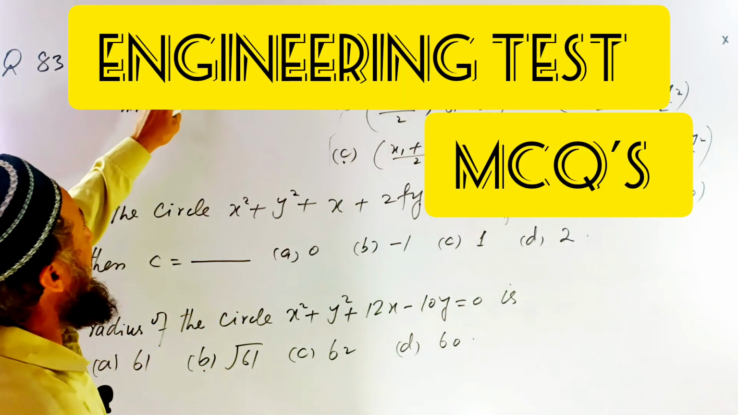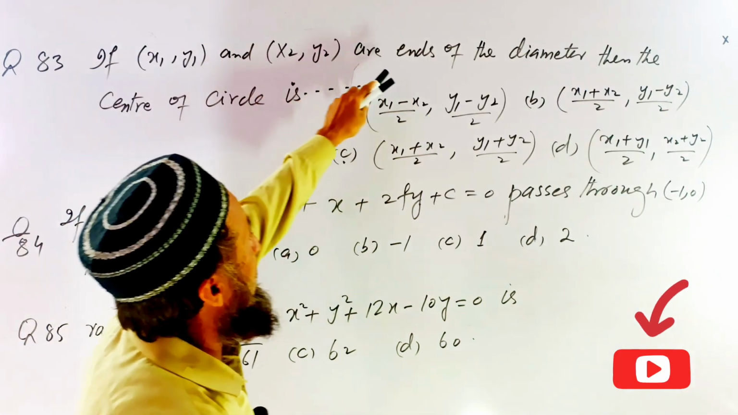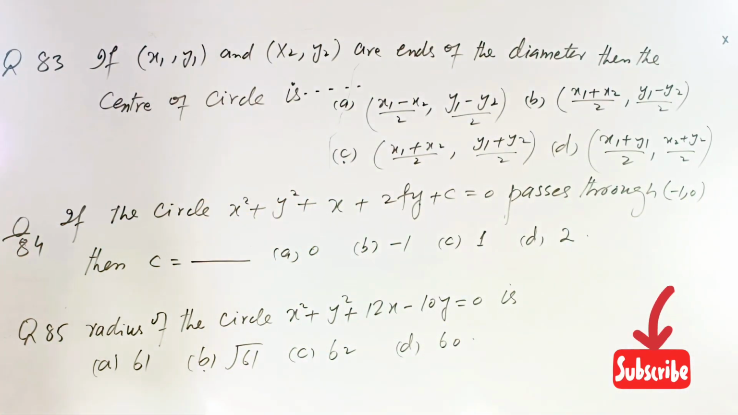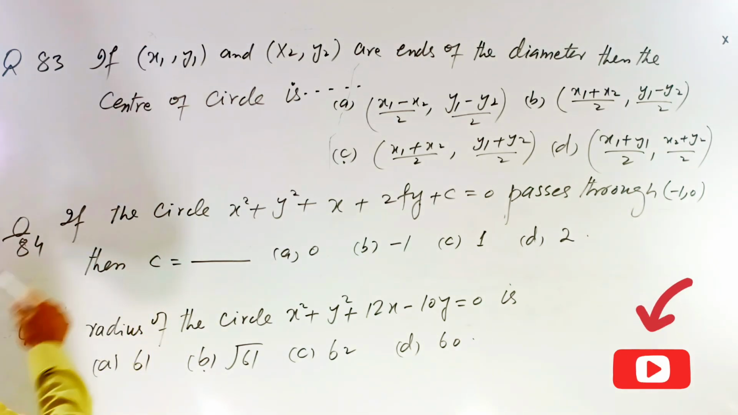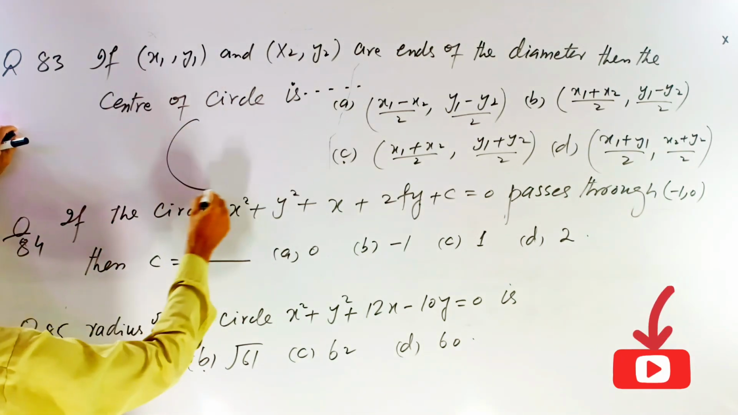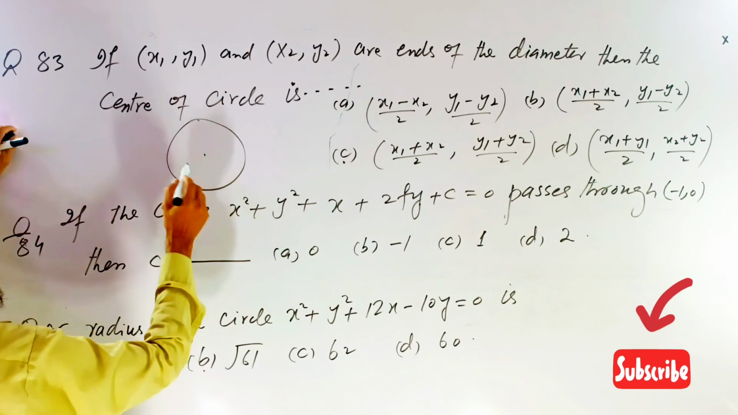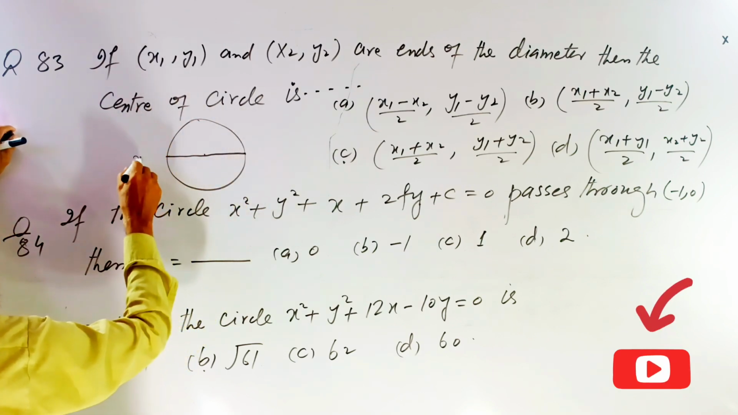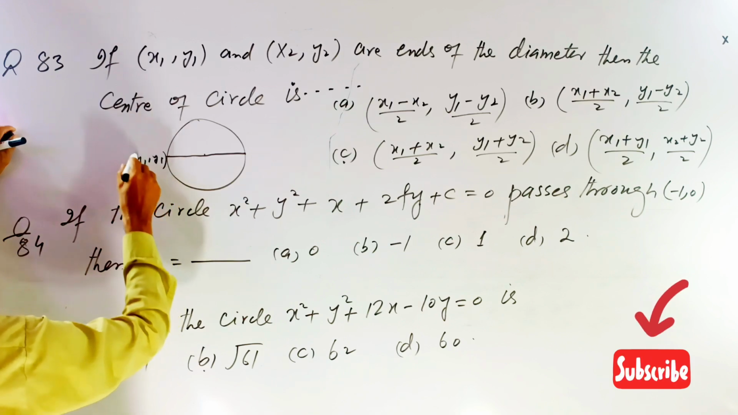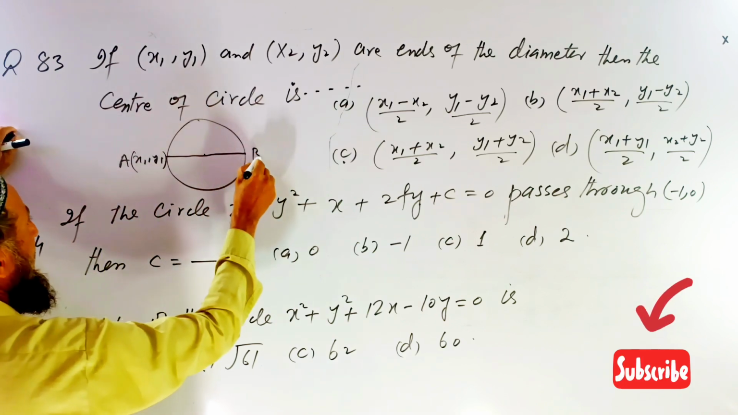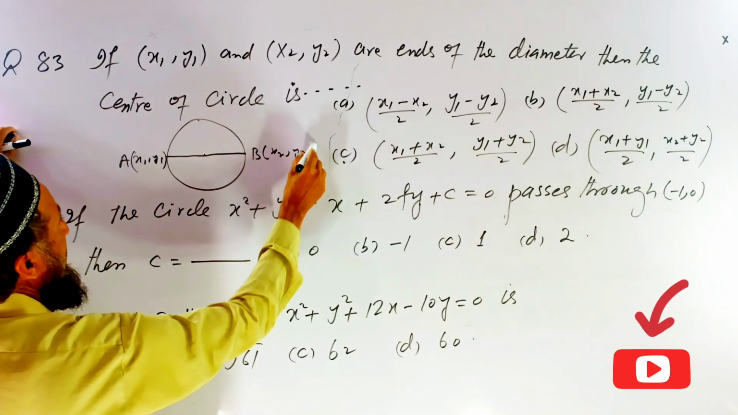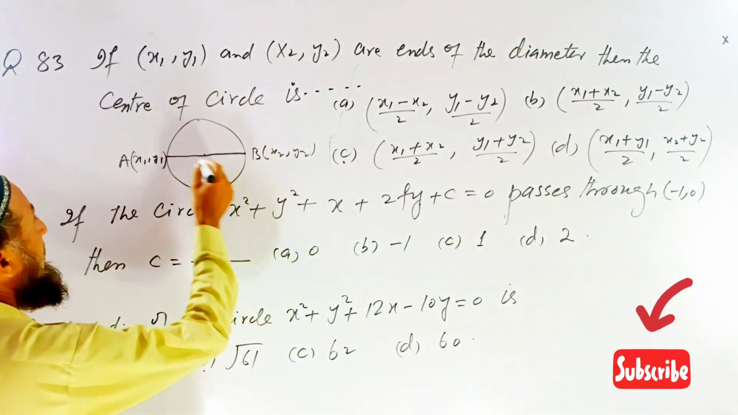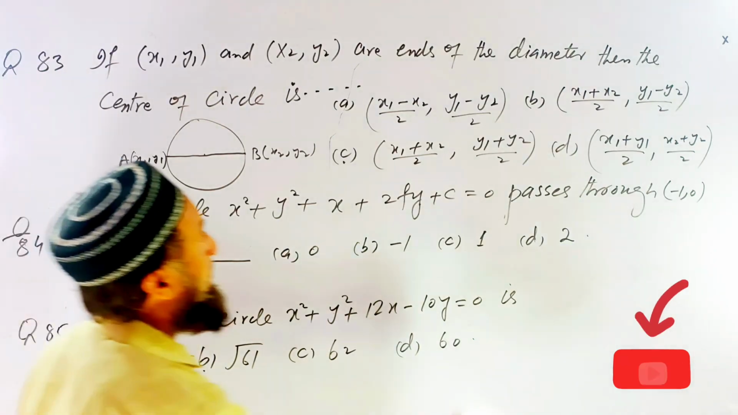If (x1, y1) and (x2, y2) are the endpoints of the diameter of a circle, what is the center of the circle? So we draw the circle and this is the center. Here (x1, y1) we name A, and (x2, y2) is the other point B. So the center is required. A and B are the diameter.